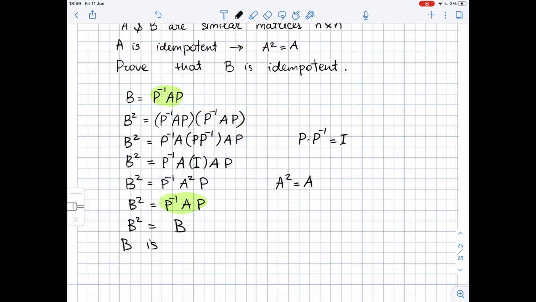So this means that B is an idempotent matrix. Idempotent.